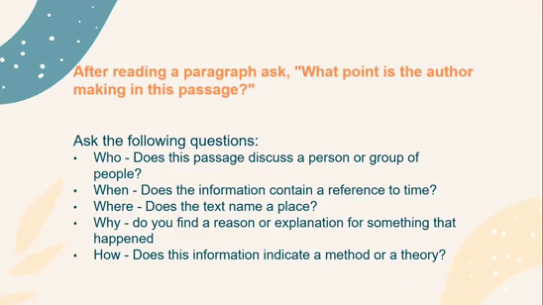After reading a paragraph, ask what point is the author making in this passage? Ask the following questions. The first is who? Who does this passage discuss, a person or group of people? And the second is when. When does the information contain a reference to time? And third is where. Where does the text name a place?